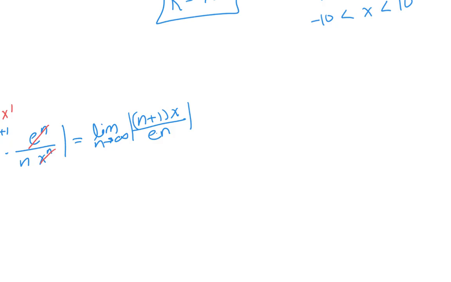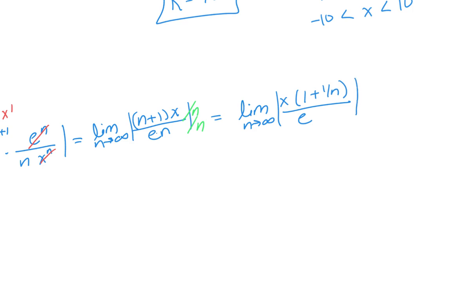Now, as before, if I divide the numerator by n and the denominator by n within the absolute values, I'm going to get the limit as n goes to infinity of x multiplied by 1 plus 1 over n, over e. Now as n runs to infinity, this 1 over n is going to go to 0, so I'm going to get the absolute value of x over e. And so from here, at this point, you know the radius of convergence is going to be e.